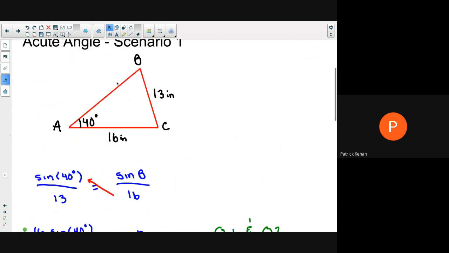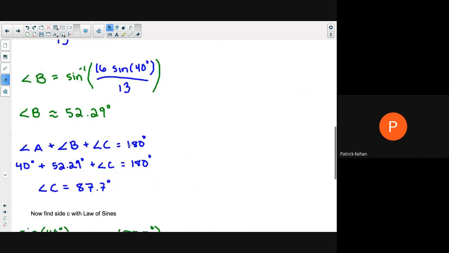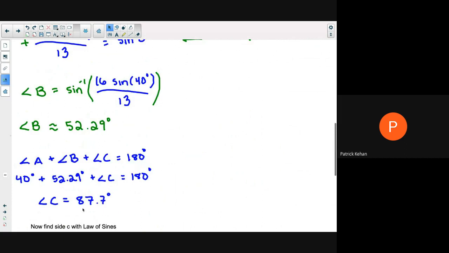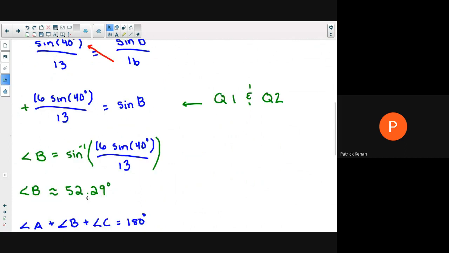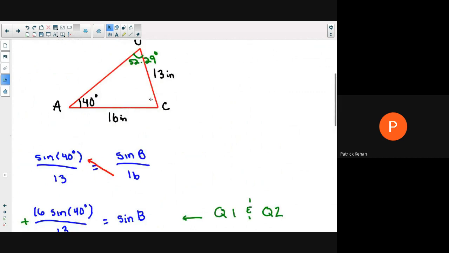So let's go up to our triangle and label angle B. And now we know we have two angles, so we can find this third angle easily with the triangle sum theorem. All three angles always sum to 180 degrees. In doing that, we end up with angle C being approximately 87.7 degrees. So let's go back up and label that as well.